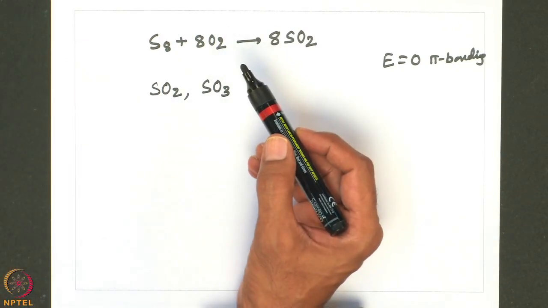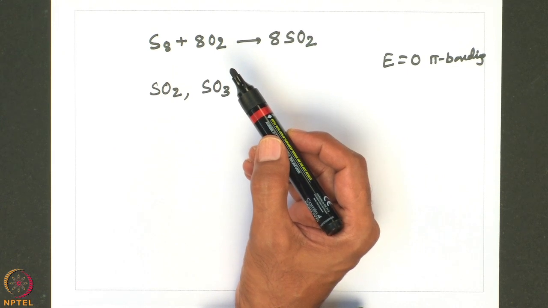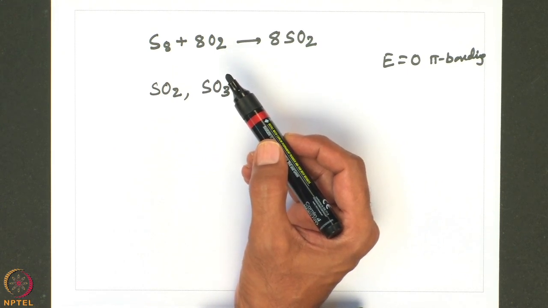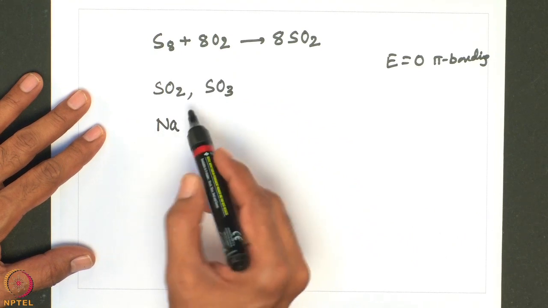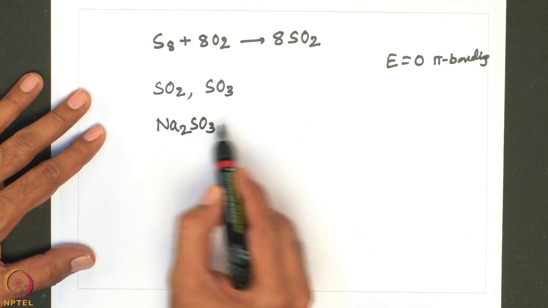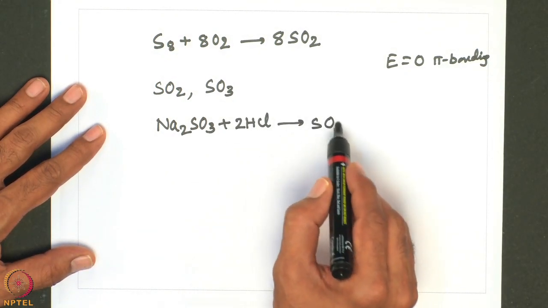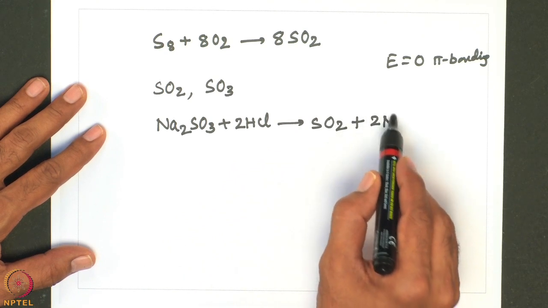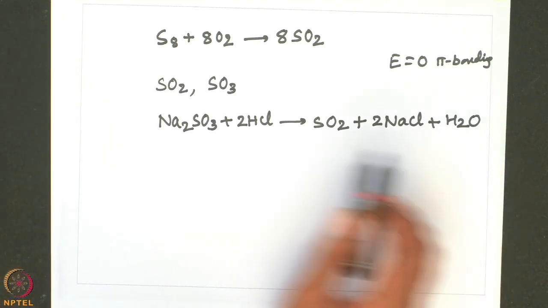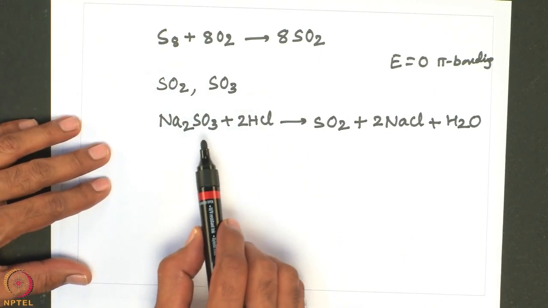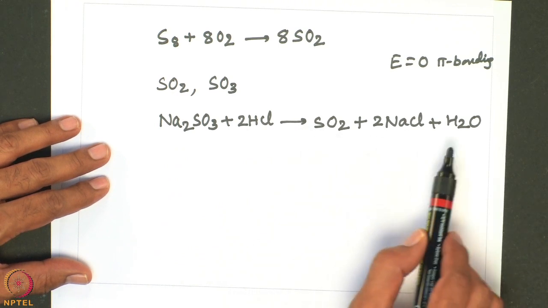But there are also a number of unstable oxides. Sulfur dioxide is manufactured on a large scale by burning sulfur. In the laboratory, SO2 may be prepared by the following reaction that I am going to write. So, in the laboratory, SO2 can be prepared by treating Na2SO3 with 2HCl, that leads to the formation of SO2 plus 2NaCl plus H2O.